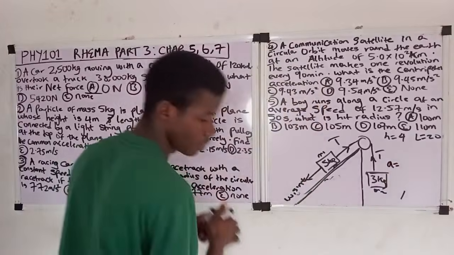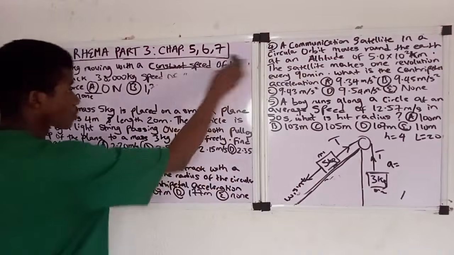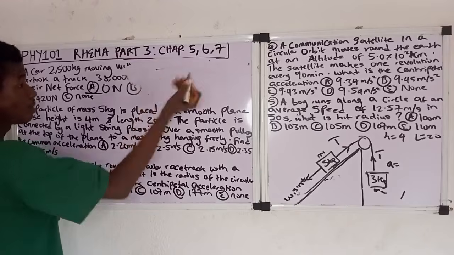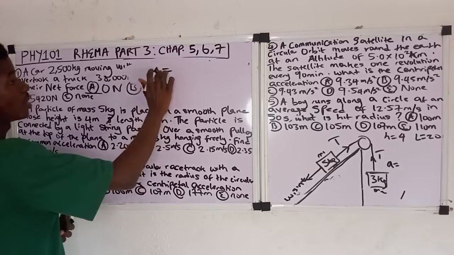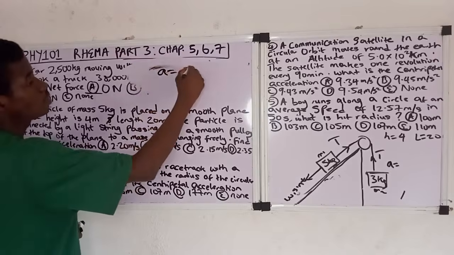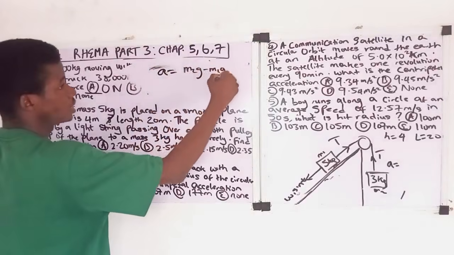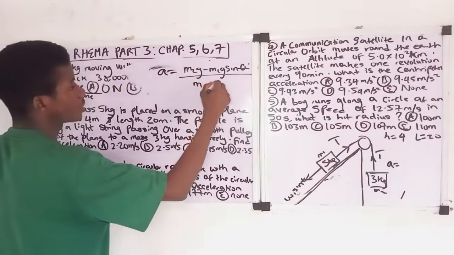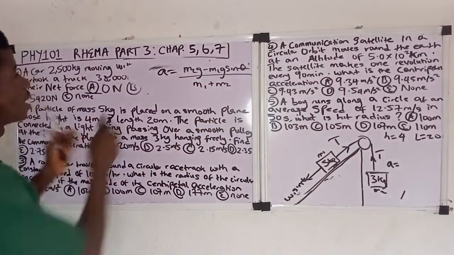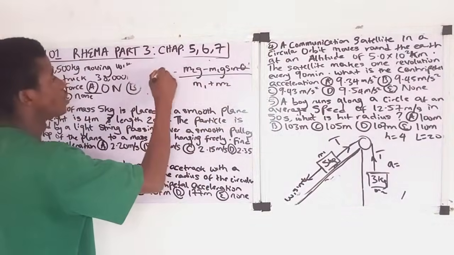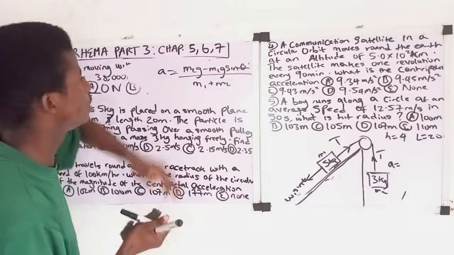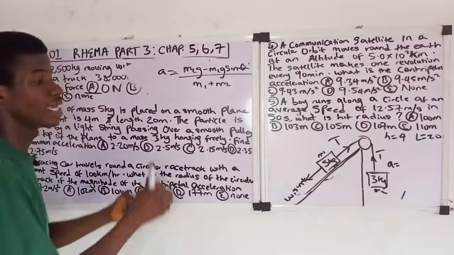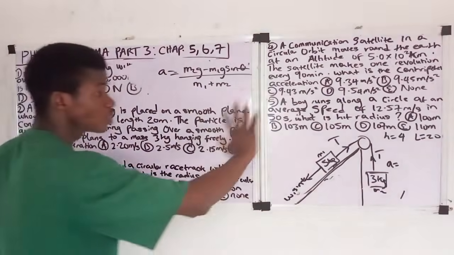Let me clean this part. So the formula you are going to use when you come across all these things, for the common acceleration, is A equals (m2g minus m1g sine theta) divided by (m1 plus m2). Okay, so this is the formula to calculate that common acceleration. Okay, so now let's continue.